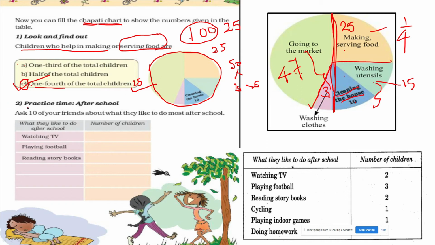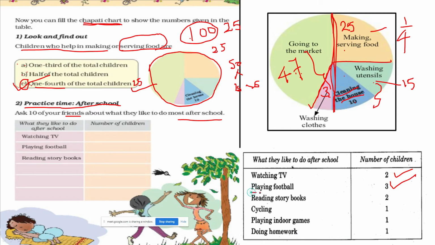Now practice time. You can do this activity when time permits. Ask 10 of your friends about what they like to do most after school. After school hours, you can ask your friends. Suppose you have 10 friends, you can ask how many of your friends say that they like watching TV. Here you see 2 children said watching TV. Playing football, 3 children said after school hours they play football.